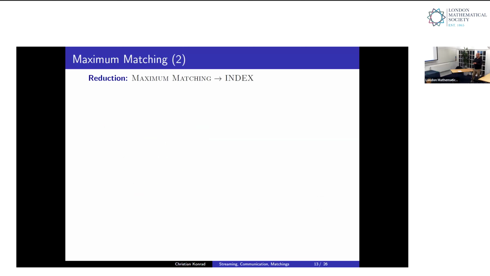Okay, so the way we prove such a lower bound here will be directly by a reduction to the index problem that you've seen before. So let's see how this works.